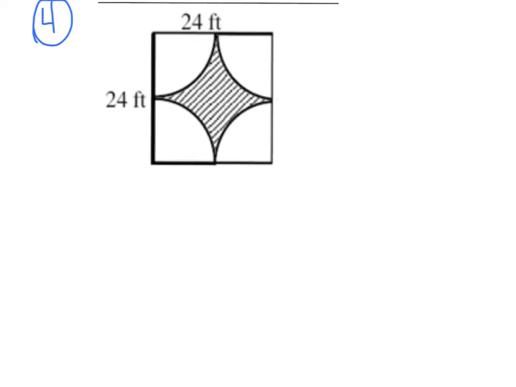Alright, here is our next one. This one is going to look a little different. What we are going to have to do here is first find the area of our square. So the area of our square is going to be 24 squared, which equals 576.